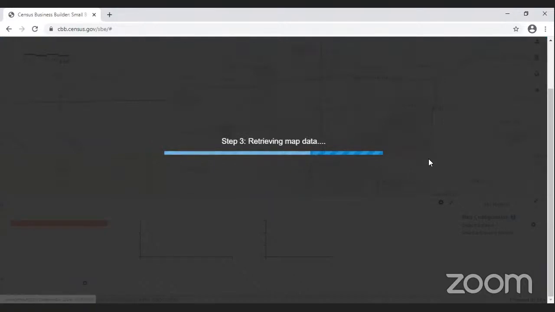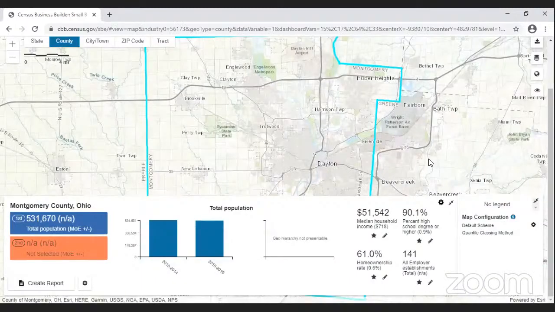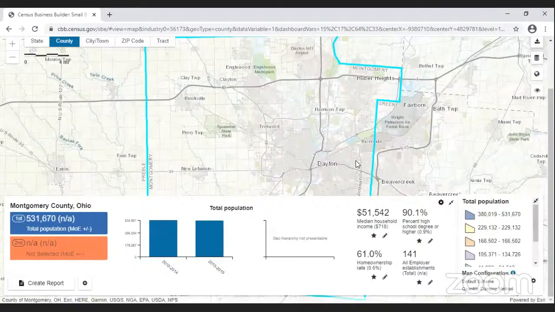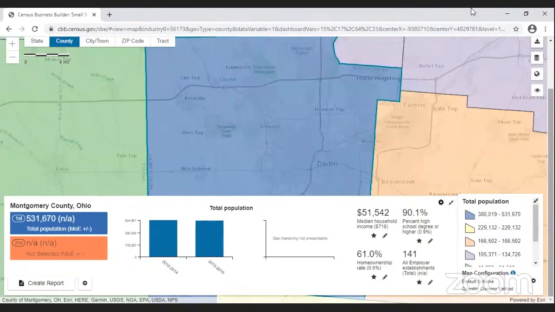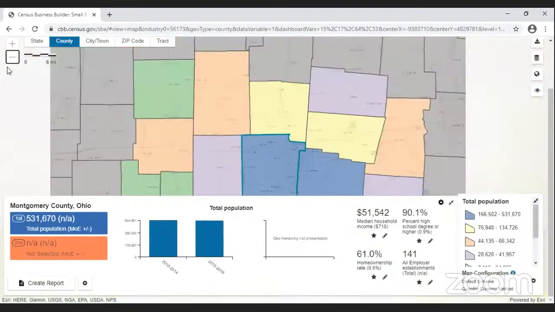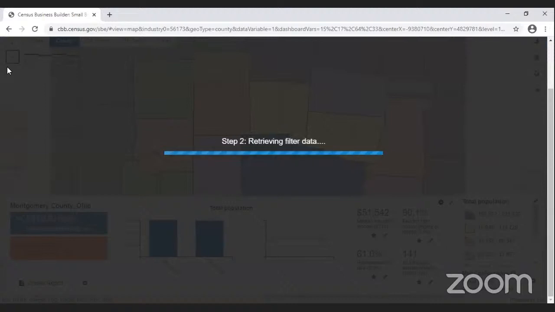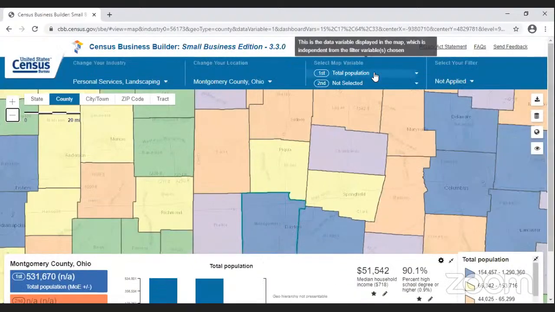And what it's going to do, it's going to repaint the map according to, in this case, total population. And what I'll do is I'll zoom out, maybe once or twice. Maybe twice. So right now we're on Montgomery County, and the default variable that it goes to is total population.